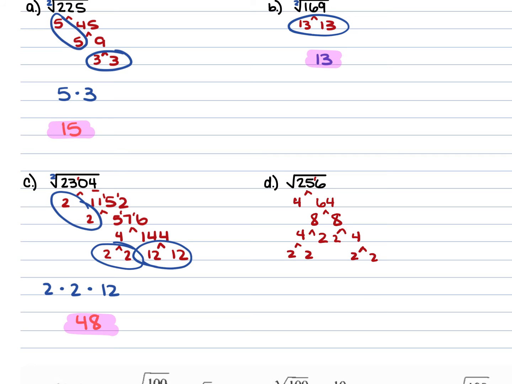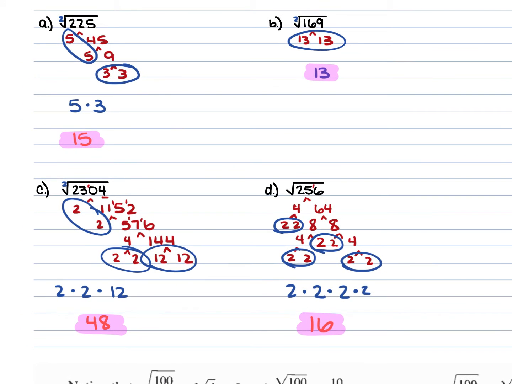If I broke down all the rest of these 4s, these 2s pair up, these 2s pair up, these pair up, and these pair up. So we have 1, 2, 3, 4 that pair up. We're going to multiply all those together. 2 times 2 is 4, times 2 is 8, times 2 is 16. So the square root of 256 is 16.